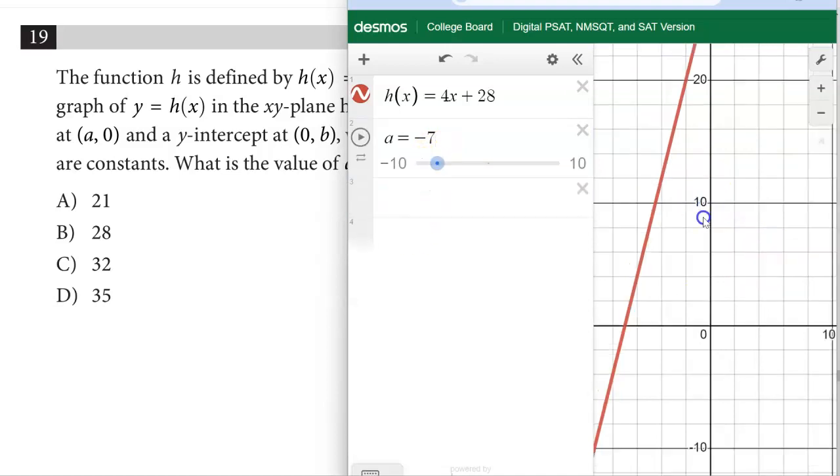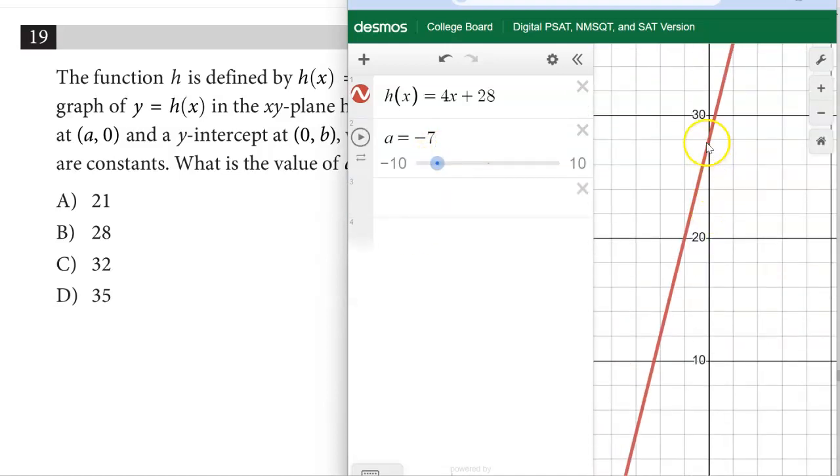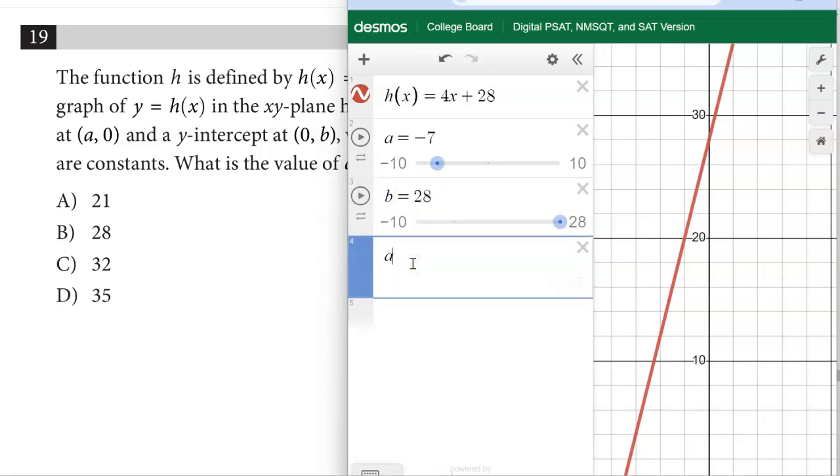And then you can go up here to the y-intercept, and it will also give you that coordinate, 0, 28. So we're going to type B equals 28. And now we want A plus B. And it will add them together, and you get 21. The correct answer is A.